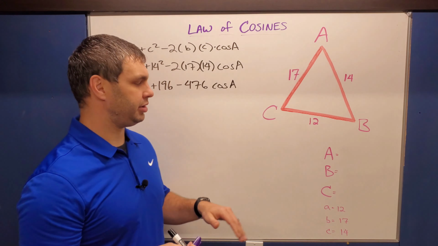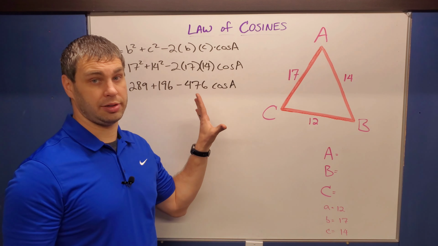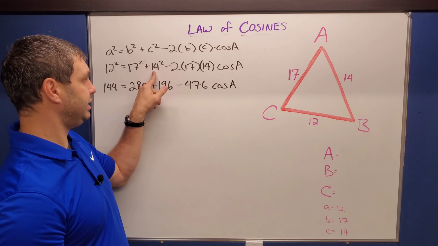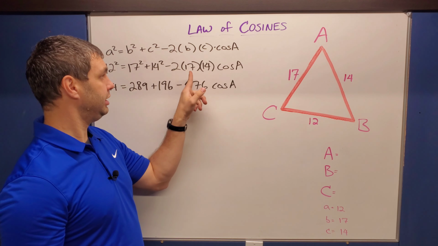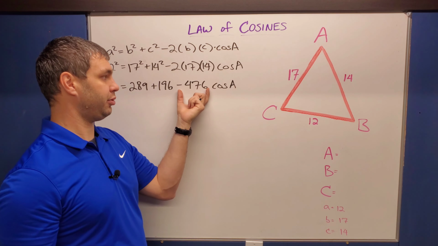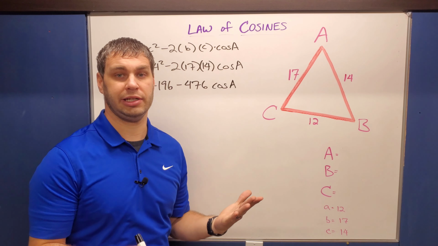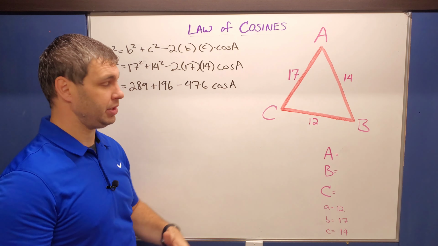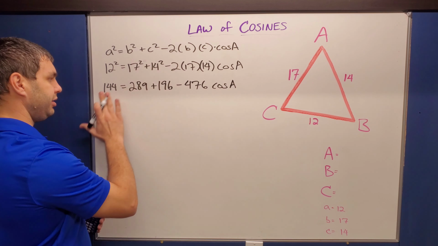All right, so I went ahead and put those little A, B, and C's into our formula, and I also squared the 12, 17, and 14, and I took -2 times 17 and 14 and got -476 here. Okay, so again, like I said earlier, the variable that we're solving for is capital A, or the angle A, you might say. Now, you've got to be a little bit careful here.